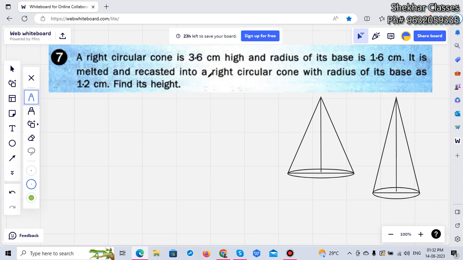A right circular cone with 3.6 centimeter height. Say this is 3.6 centimeter. And radius 1.